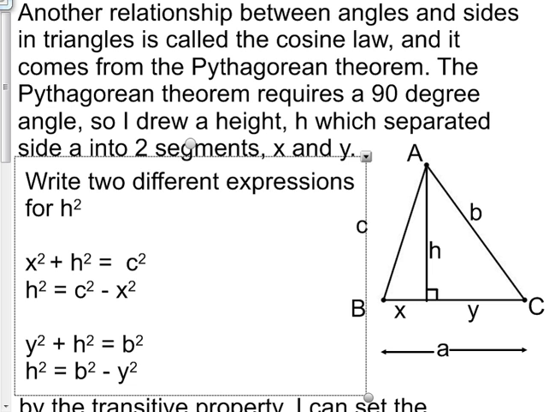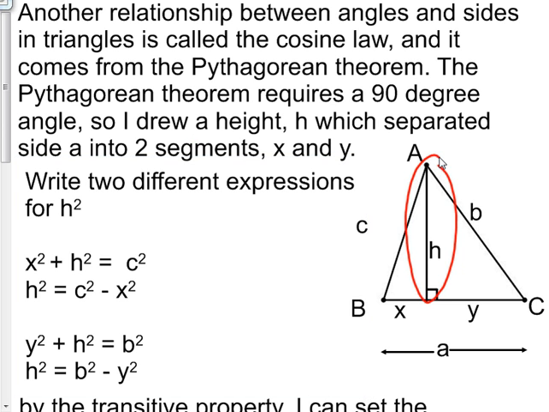Another relationship between angles and sides is called the cosine law, and it comes from the Pythagorean theorem. The Pythagorean theorem requires a 90-degree angle. So, to prove this, the first thing I did was draw the height of my triangle so that I would have a couple of 90-degree angles to work with. So I drew this height, h, which separated side a into two line segments, y and x.